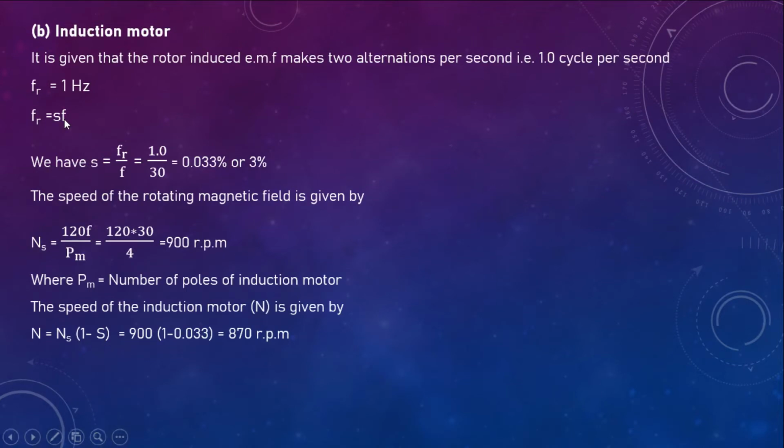We have the formula Fr = S × F. We have seen the derivation, where S is the slip and F is the supply frequency, or frequency of the rotating magnetic field, where S = Fr/F. So that is 3%. Slip we found out.